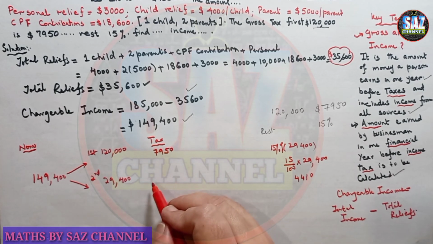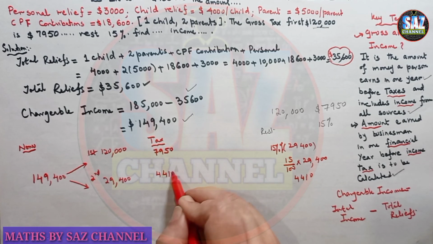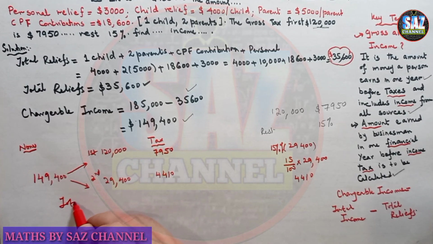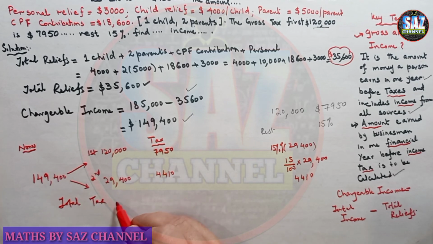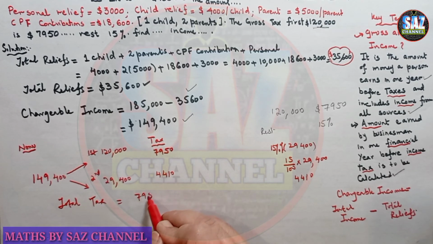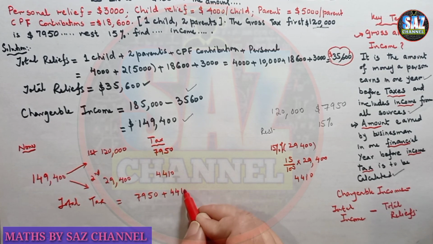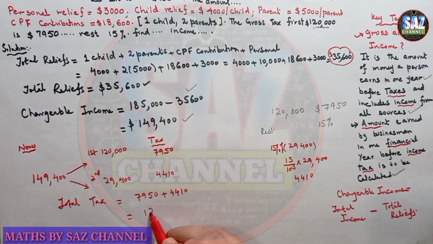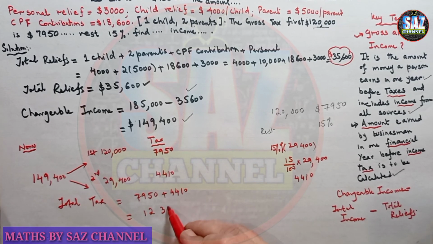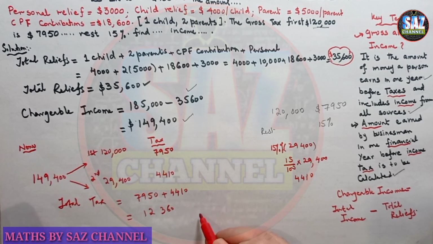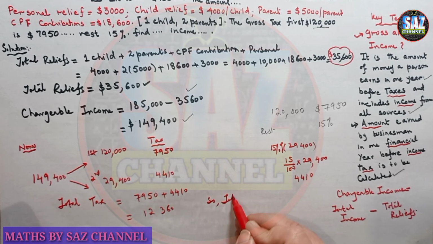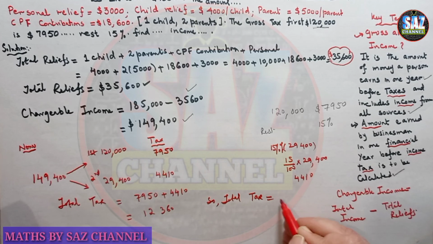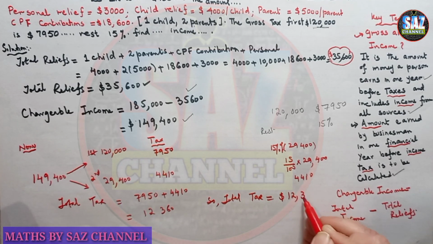So it means on the second $29,400, I have to pay the tax 4,410. So the total tax that he has to pay equals 7950 plus 4410, and this will give me 12,360. So the total tax equals $12,360 that he has to pay on his income.